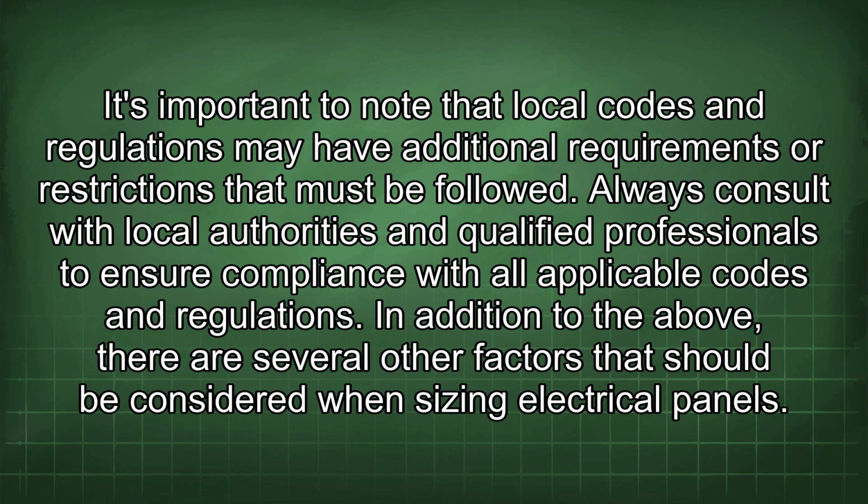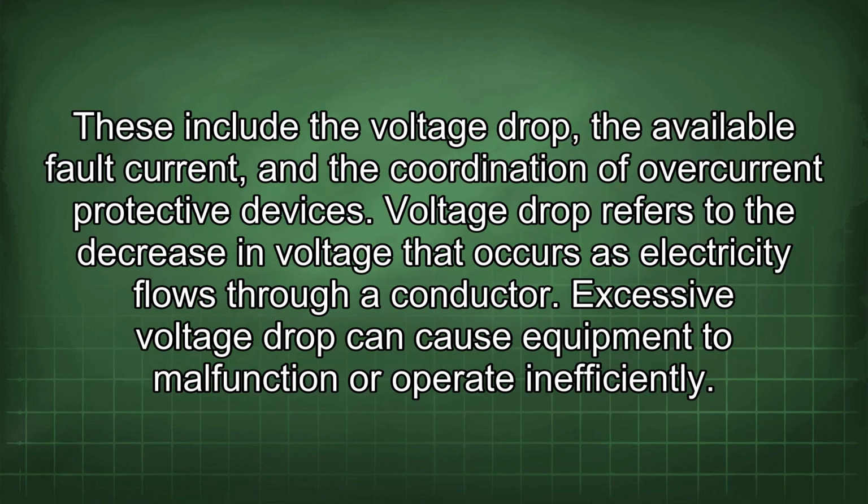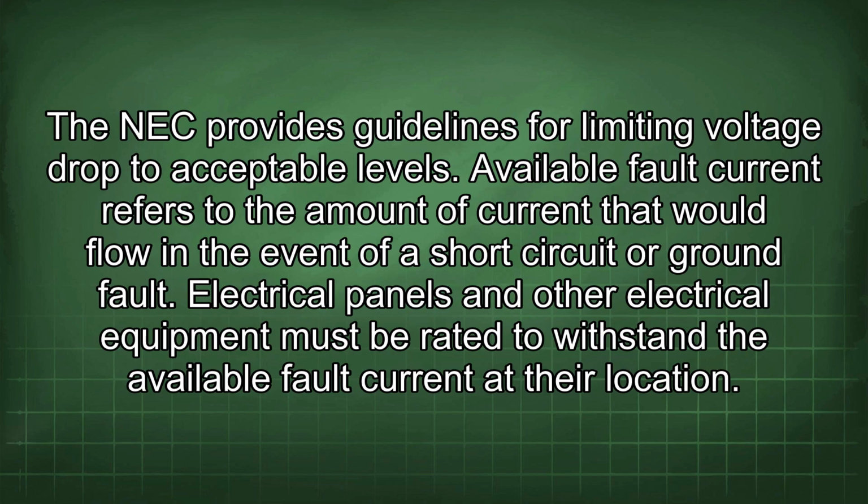In addition to the above, there are several other factors that should be considered when sizing electrical panels. These include the voltage drop, the available fault current, and the coordination of overcurrent protective devices. Voltage drop refers to the decrease in voltage that occurs as electricity flows through a conductor. Excessive voltage drop can cause equipment to malfunction or operate inefficiently. The NEC provides guidelines for limiting voltage drop to acceptable levels.